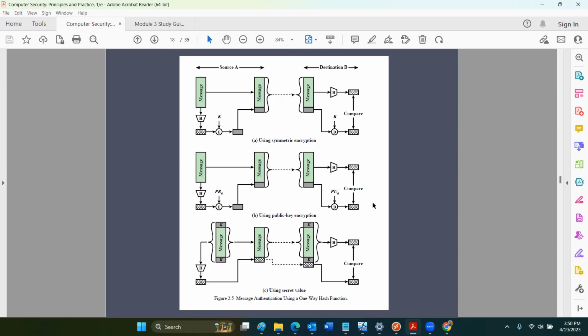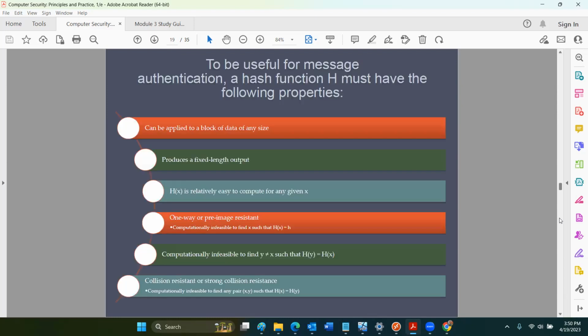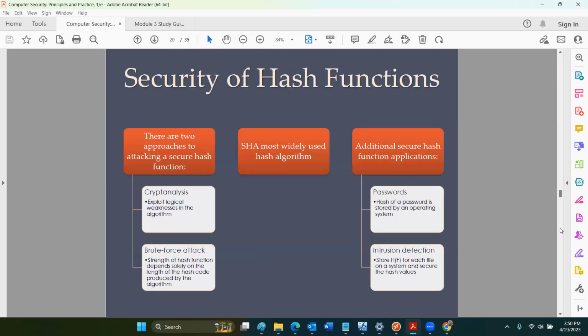Just understand that with symmetric encryption, the same key has to be on both sides of this for it to work. And that's a problem. That's a challenge. That's why public key encryption was devised. The most important thing. So that's what we're going to talk about next.